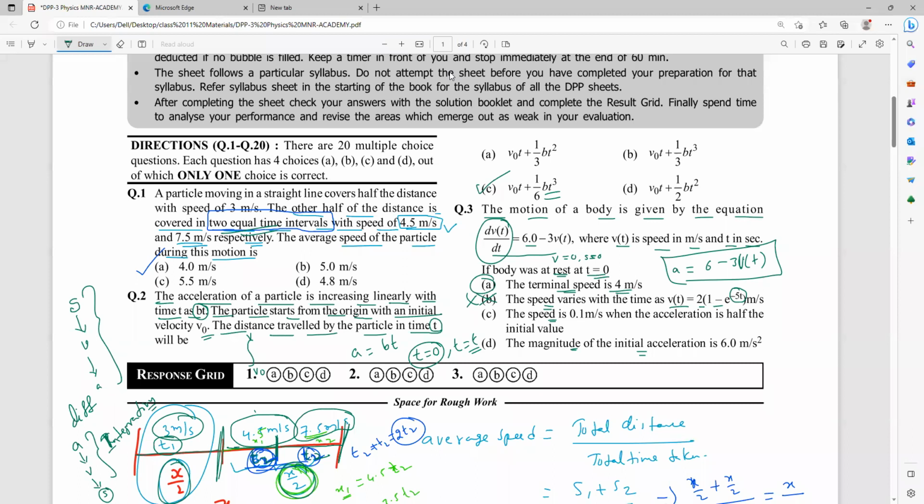Terminal velocity or terminal speed. If it is terminal speed, you observe very carefully, speed means we know velocity only, and acceleration existed. If it is the terminal speed, what is the acceleration, everybody? Acceleration is equal to what?